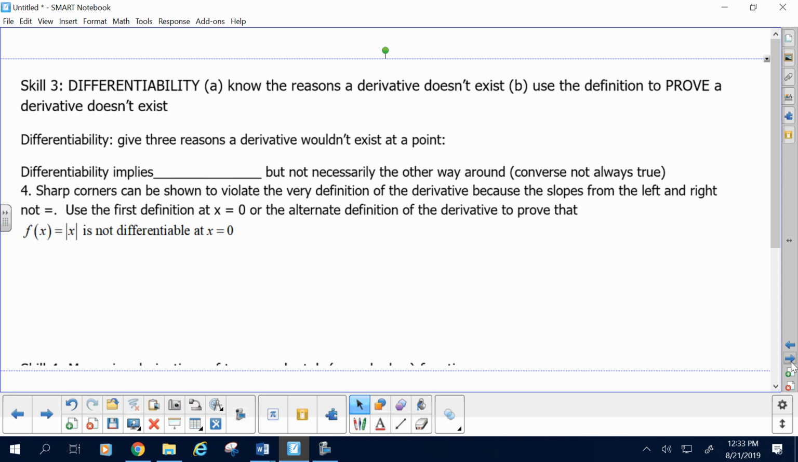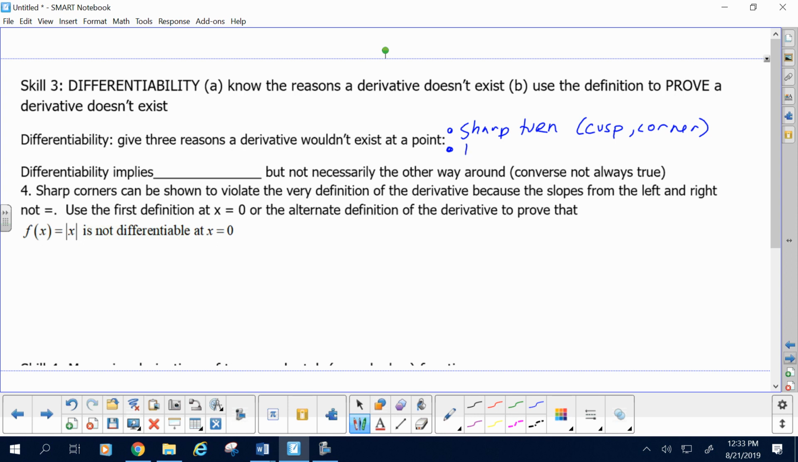Differentiability. There are reasons a derivative doesn't exist. What are 3 reasons a derivative wouldn't exist at a point? Did you learn this last year? Yes? Okay. Jimmy, do you remember some reasons the derivative doesn't exist? Cusp? Okay, so I'm going to call it sharp turn. Could be a cusp or a corner. Cusp is usually used for curves. Corner is usually used for lines. If you have a corner, a line, and a curve, I don't know what to call it. Honestly. What else?